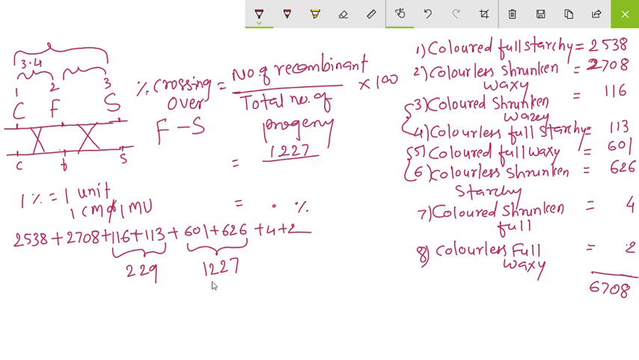So 1227, and total number of progeny how many? 6708, into 100. So it produces 18.2%. So this distance is 18.2%.